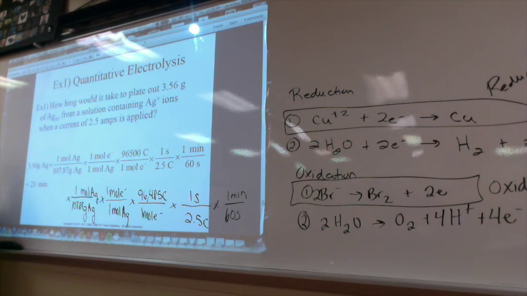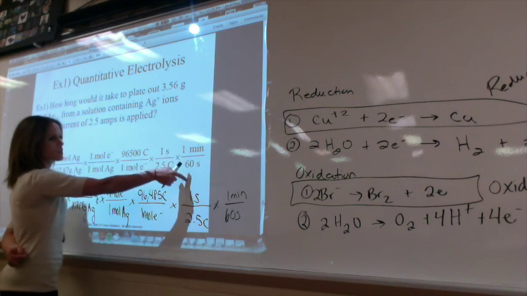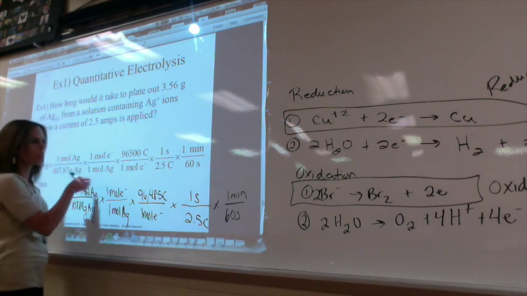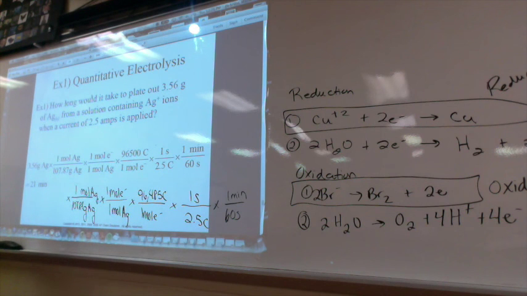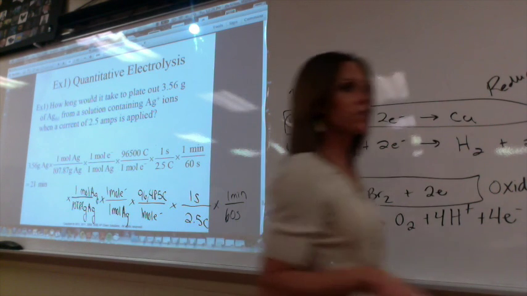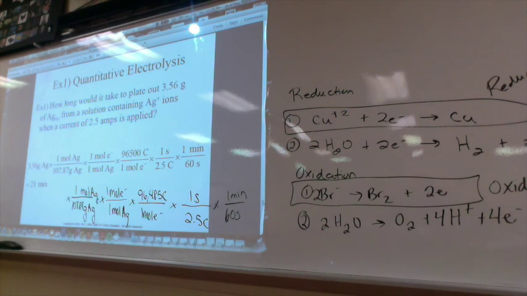Does the coulomb count as, like, the 2.5 coulombs? Does that count as a sig fig? That one does. Yep. What doesn't count as sig figs are things like conversion factors, like 1 minute equals 60 seconds, or moles of electrons. Those are actual objects. We don't count them. You have a whole bunch of these in your homework to try.